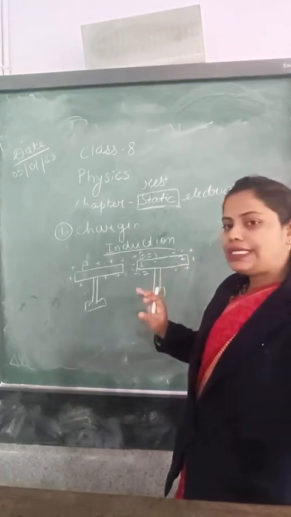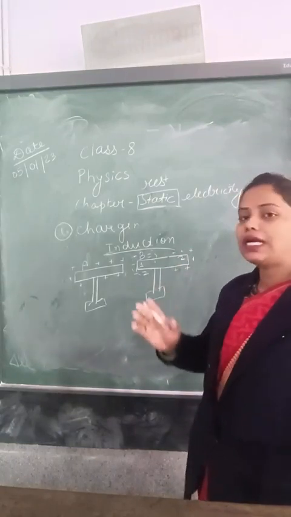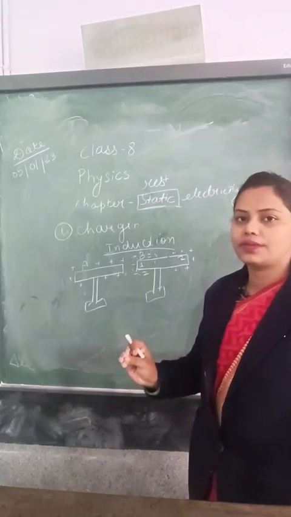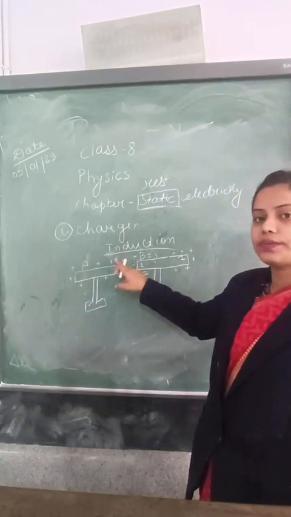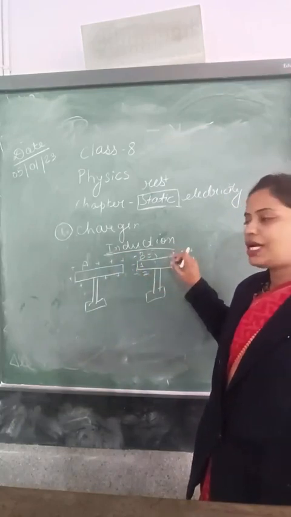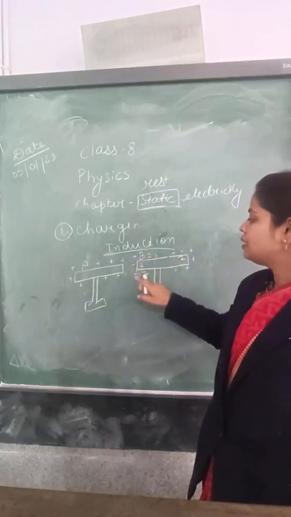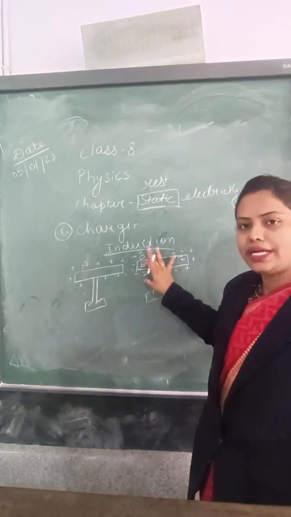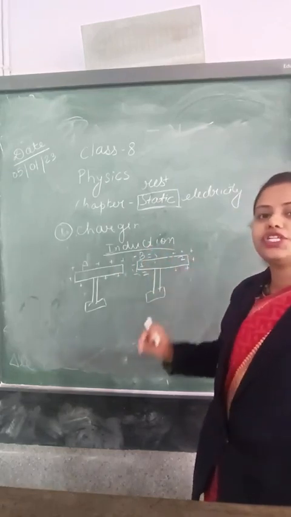So basically you can understand the difference between conduction and induction. In conduction, the same kind of charges were developed on both the rods. But in induction, rod A had a positive charge, and rod B, which was uncharged and brought near rod A, was affected as follows: the end of rod B near rod A acquired a partial negative charge, and the end away from rod A acquired a partial positive charge.